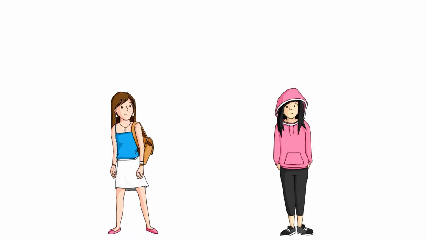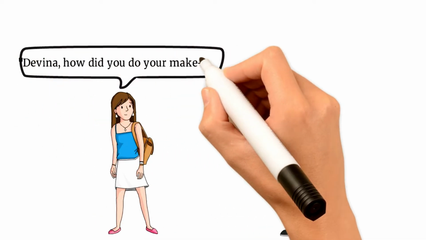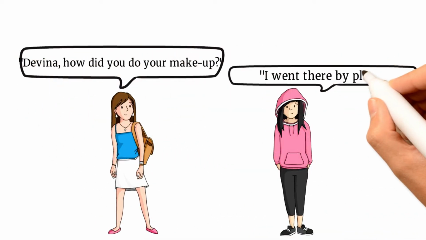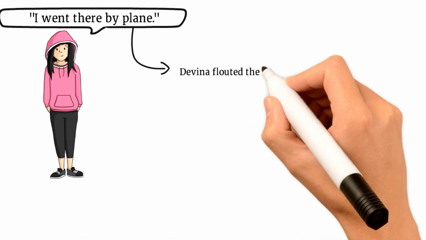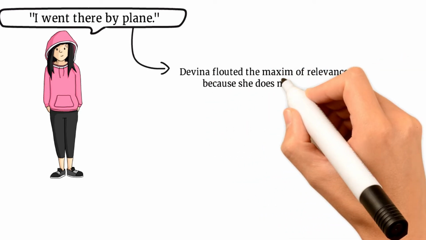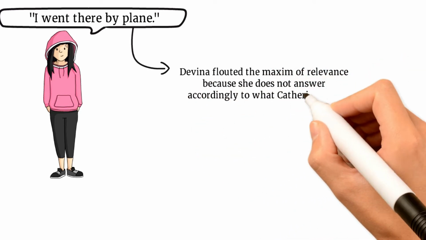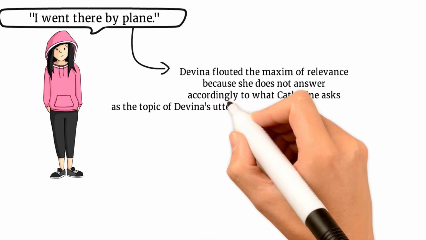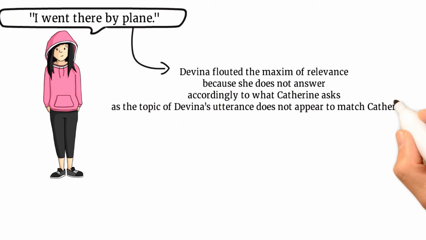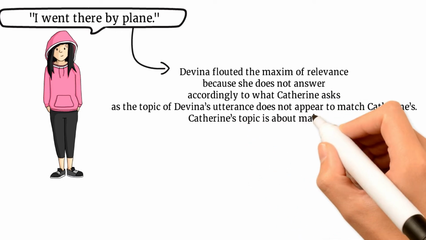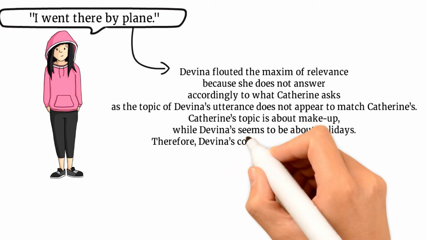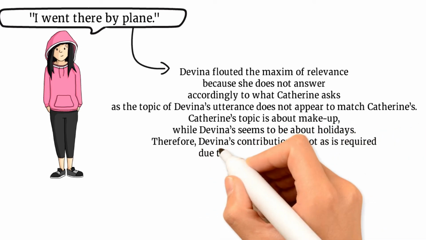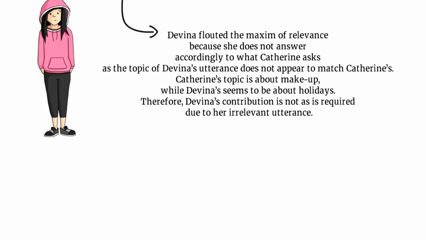Let's take a look at another example. The conversation begins with Catherine asking Devina, "Devina, how did you do your makeup?" Devina then replied, saying, "I went there by plane." As you can see, in the conversation, Devina flouted the maxim of relevance because she does not answer accordingly to what Catherine asks, as the topic of Devina's utterance does not appear to match Catherine's. Catherine's topic is about makeup, while Devina's seems to be about holidays. Therefore, Devina's contribution is not as is required due to her irrelevant utterance.